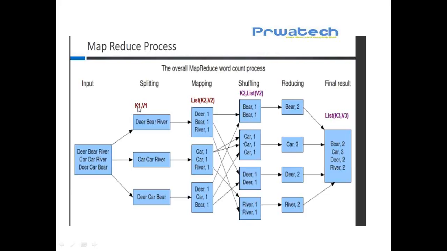Now we see here K1, V1, K2, V2, K3, V3. There are different K3, V3. Now we'll discuss K1, V1 later. Now what exactly can be the key and the value? I hope the guys from a Java background understand what exactly key value is.